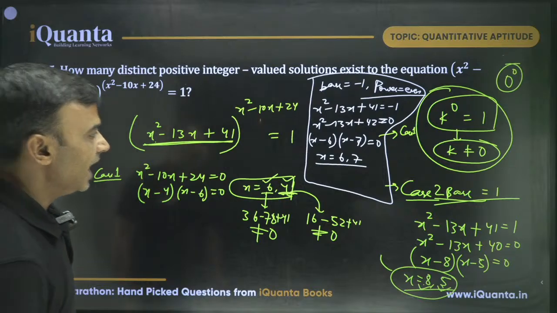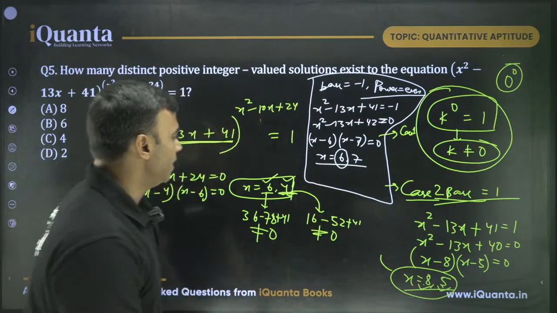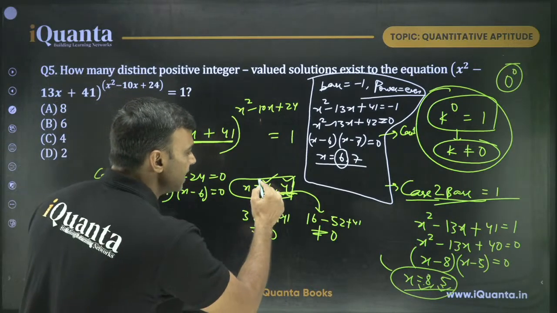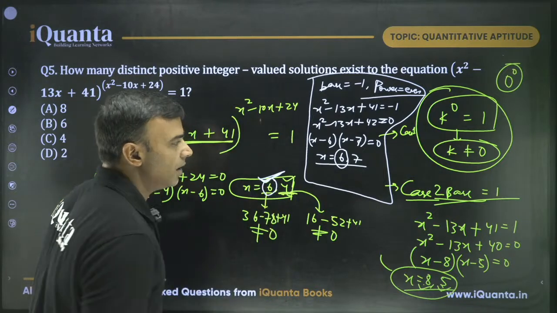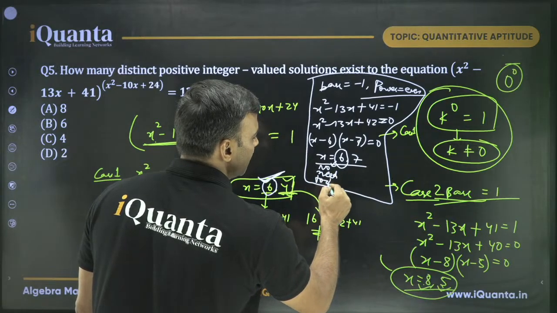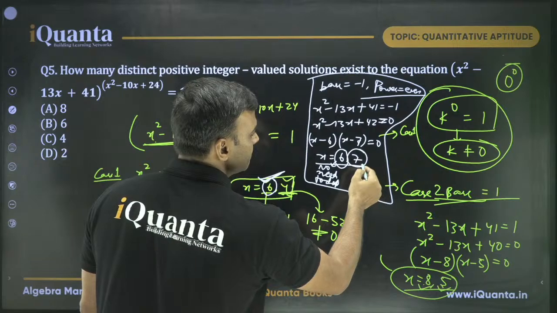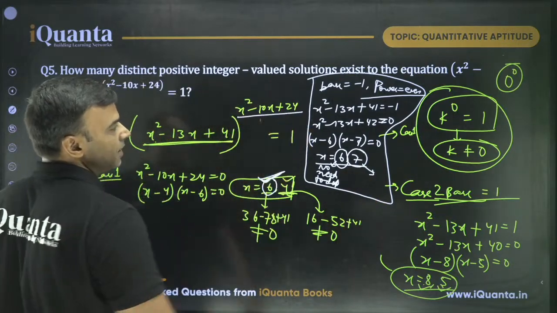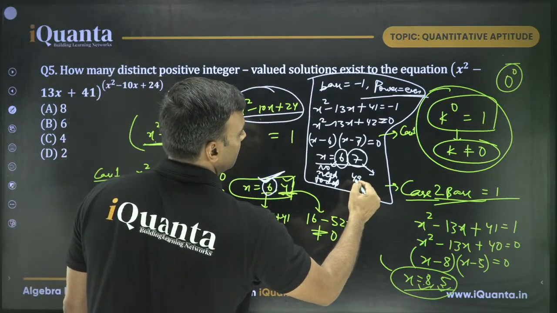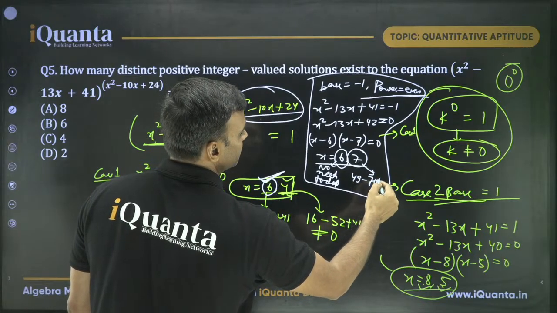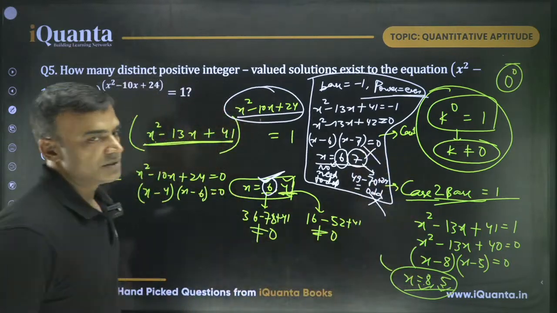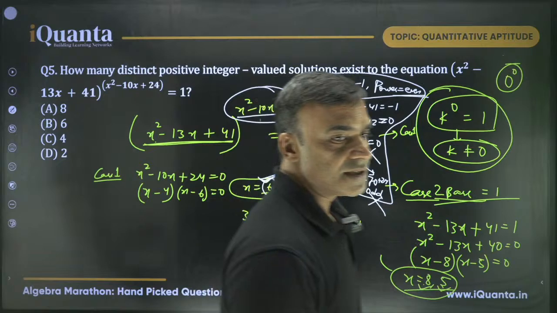Now, anyway, 6 we don't need to check. Why do we not need to check 6? We have already seen that 6 is a valid value, so no need to check because we have already checked. Check 7. Where will you put 7? In the power. Do you get an even number? Check that. If you put 7 in this, you get 49 minus 10 into 7, 70, plus 24. This is equal to an odd number. Oh no, so this is gone. So 7 is not valid, and these are the only 3 cases.